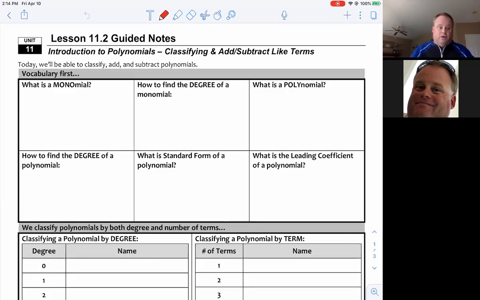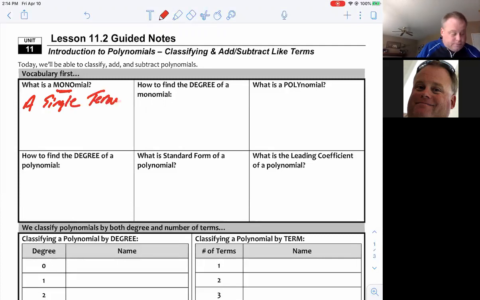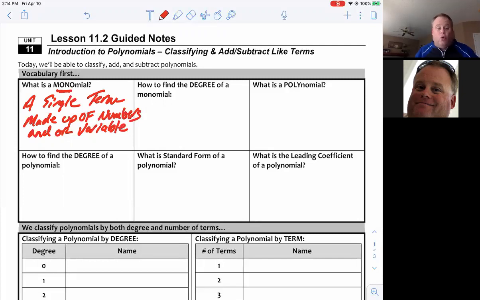What is a monomial? You're going to see that little "mono" highlighted there for you, because mono means one, right? So a monomial is a single term, and it is made up of numbers and/or variables. Now remember, I said and/or there, right? And/or.